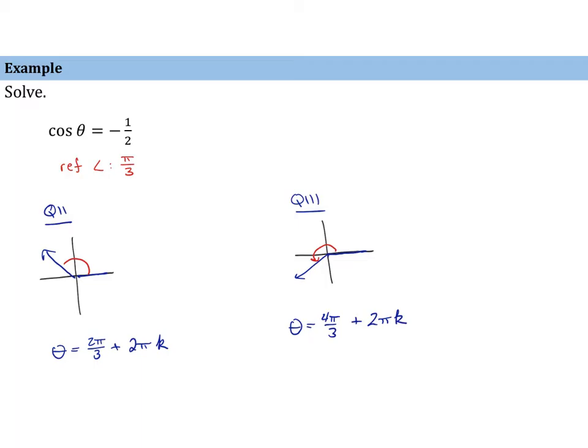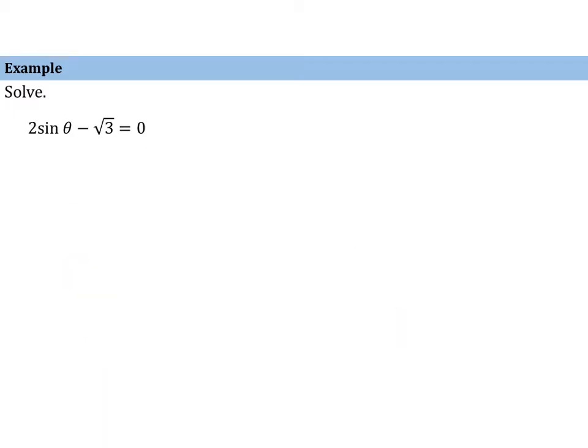So here we have 2 different quadrants. We have infinitely many solutions in each quadrant. And remember here that k is an integer. Integers are like 0, -1, +1, -2, +2, and so on. Signed whole numbers. Let's look at our next example.